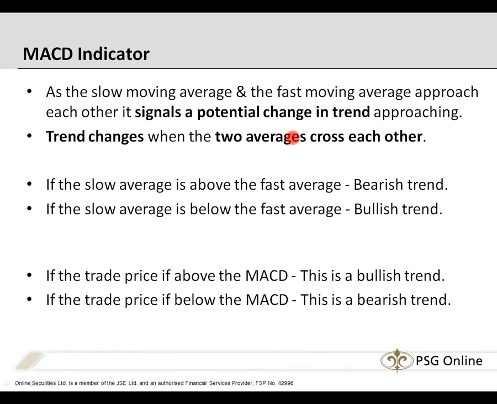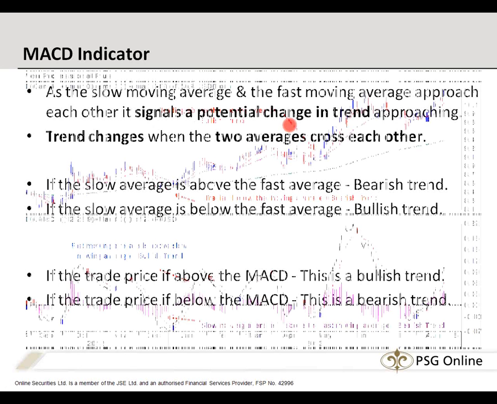So when the slow is above the fast-moving average, we have a bearish trend and vice versa. Same as also with the trading price. The currency is trading above the MACD, it's bullish, and when it's below it, it's bearish. But I think the best way to explain this is to actually look at the chart.